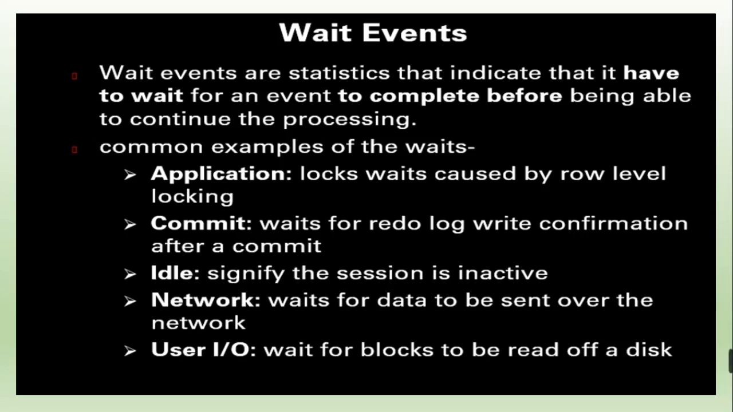Wait events. Wait events are statistics that indicate that a session has to wait for an event to complete before being able to continue processing. Common examples of waits: application waits caused by row level locking, commit waits for redo log write confirmation after a commit, idle signifying the session is inactive, network waits for data to be sent over the network, user I/O waits for data to be read off your disk.